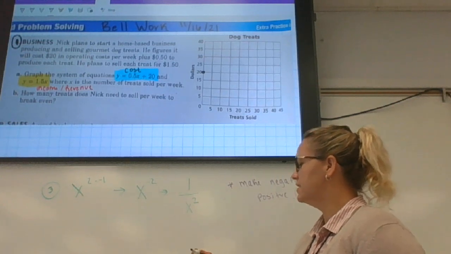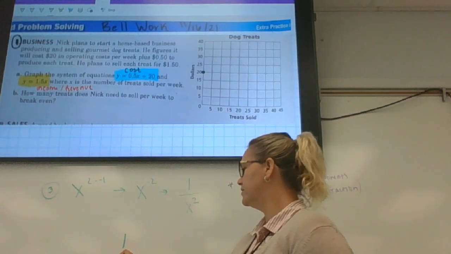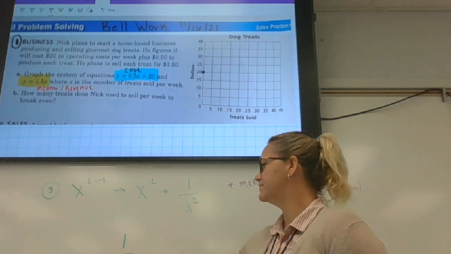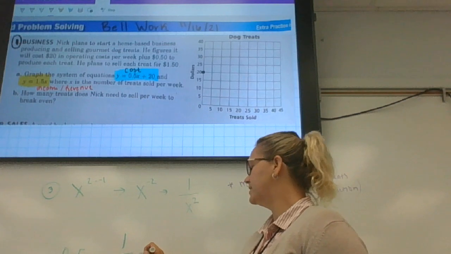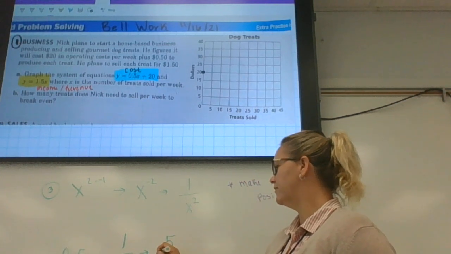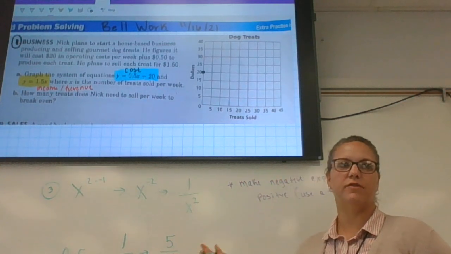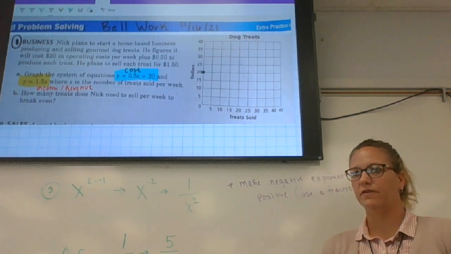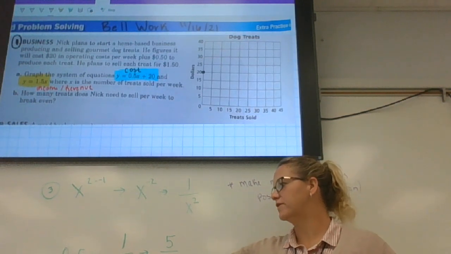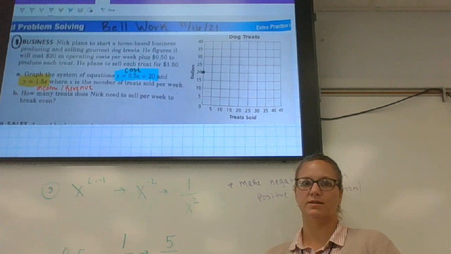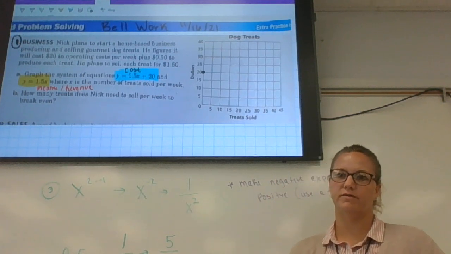0.5 for 50 cents is 1 over 2, right? And that's the same as 5 over 10. So you can go up 5 over 10, up 5 over 10. So sometimes converting a decimal to a fraction is helpful when you're graphing a rate of change or slope.